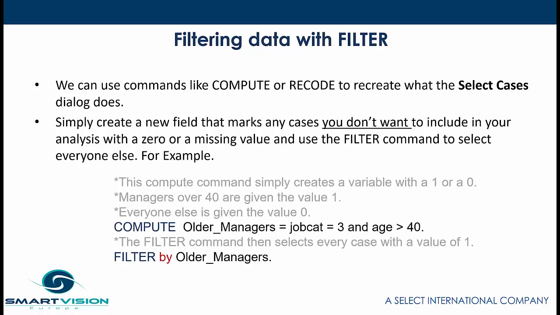So for example, if we look at this syntax here, we've got some comments. This compute command simply creates a variable of 1 or 0. Managers over 40 are given the value of 1. Everyone else is given the value of 0. So if I run that compute statement, compute a new variable called older managers equal to jobcat equal to 3 and age greater than 40, it creates this field which marks managers, because they're in jobcat 3 and age over 40, with a 1. Everybody else gets a 0. And then all I have to do is say filter by older managers.